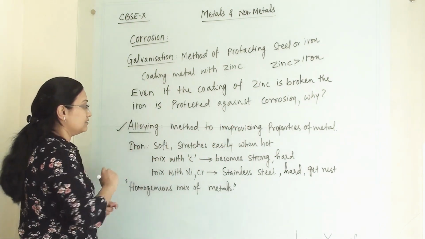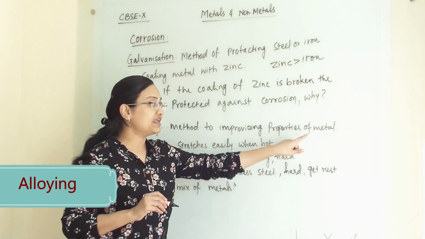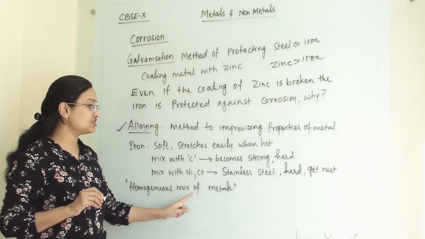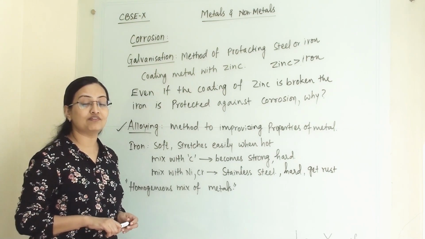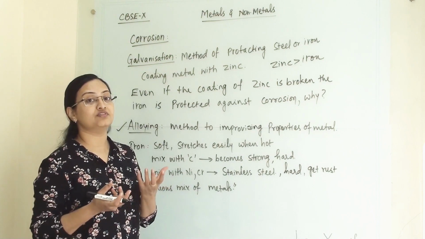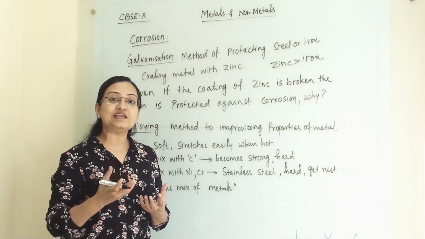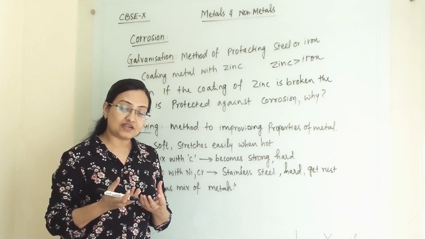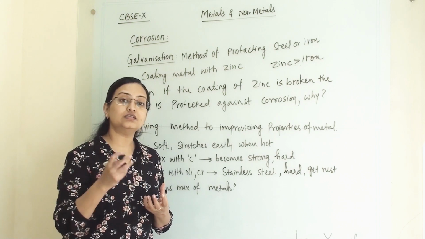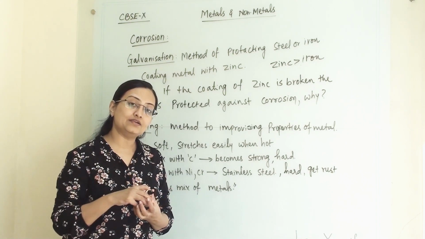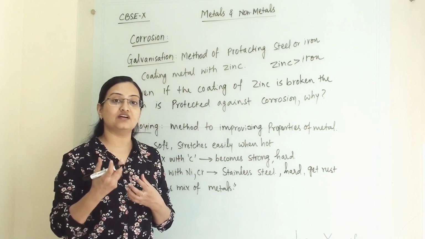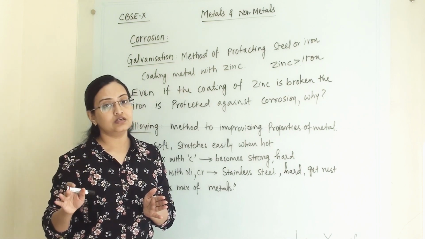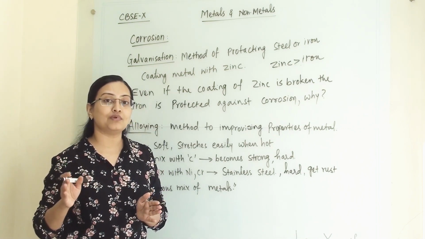Now, what is alloying? The method of improving the properties of a metal is known as alloying. Basically, an alloy is a homogeneous mixture of metals. When we make an alloy, we first take a base metal, then we add some other metals to it. We melt the base metal and then add the other metals we want to add to it in liquid form. Then we mix them well in the liquid state. Then we leave them to cool down to room temperature. This is how we make an alloy.